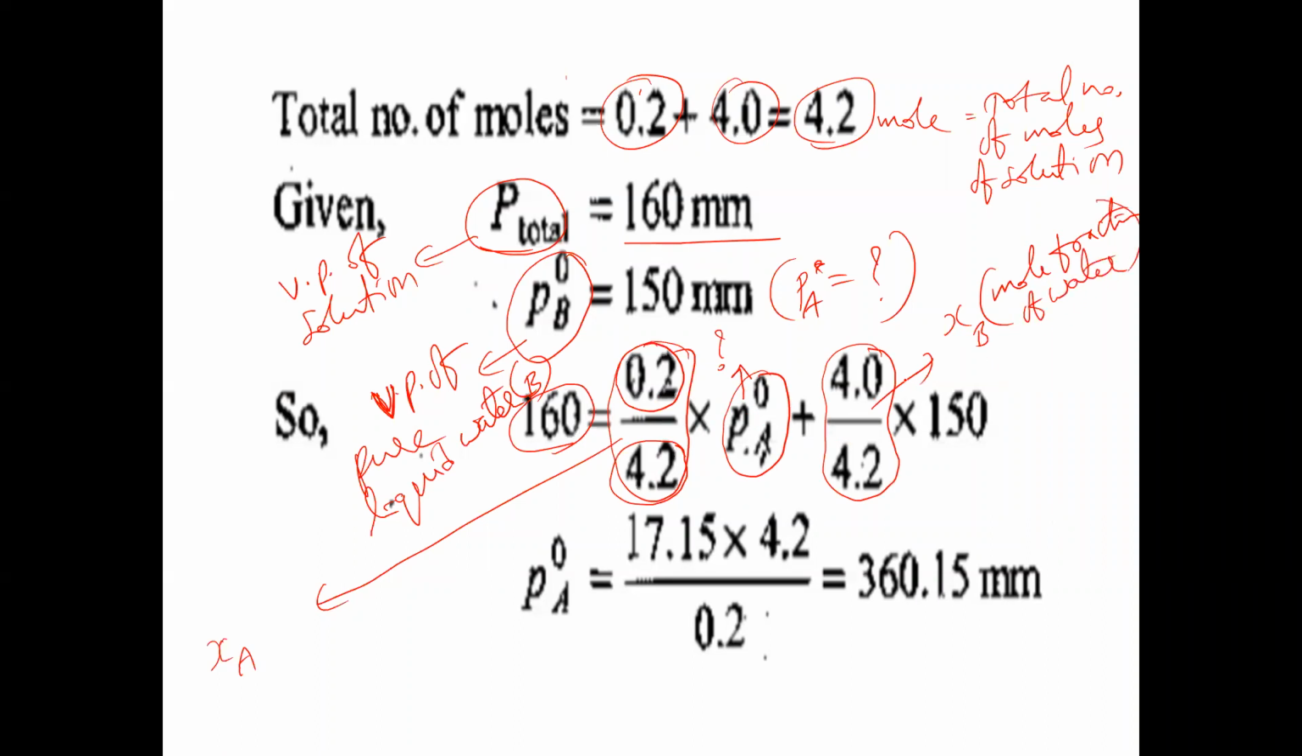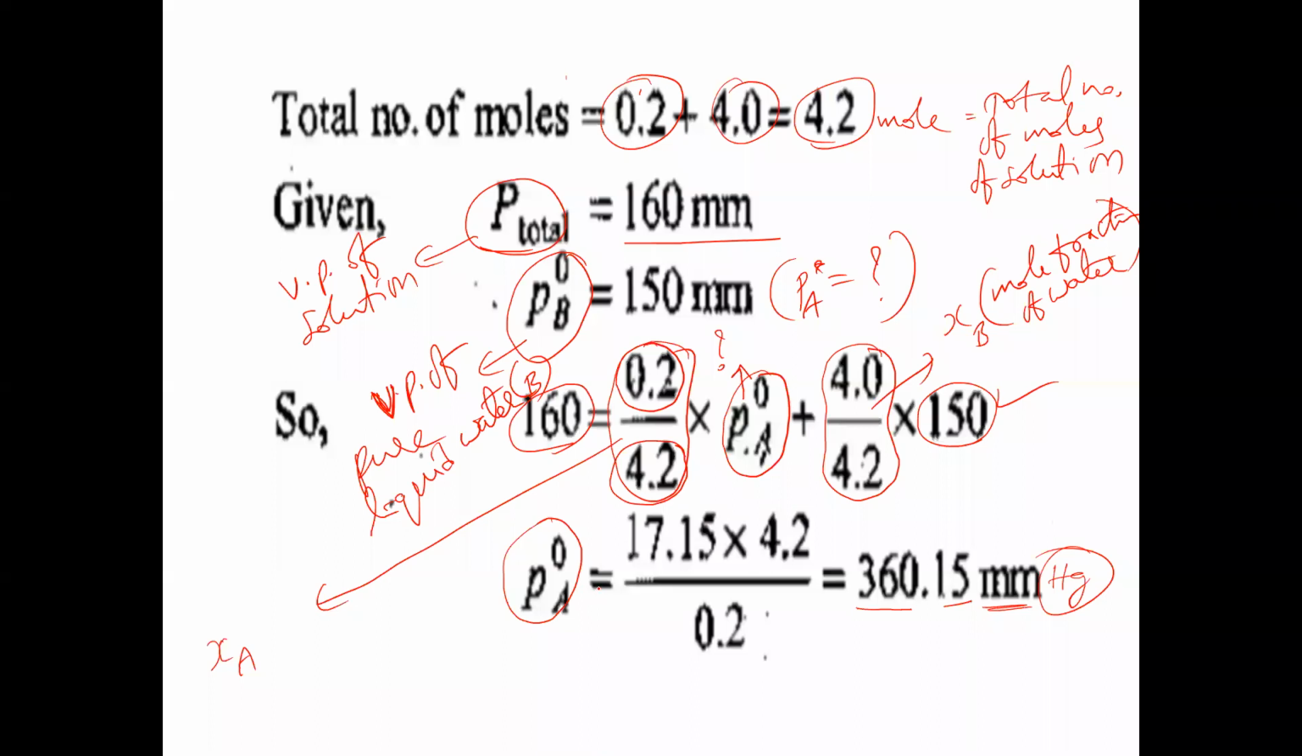Number of moles of water, 4 moles, by total number of moles, 4.2. So 4 by 4.2 into 150. 150 mm is the vapor pressure of water, already given. Now PA naught we have to calculate. From this, PA naught is 360.15 millimeter of mercury. Is that clear? So it is about the calculation of PA naught when PB naught is given and P total is given.